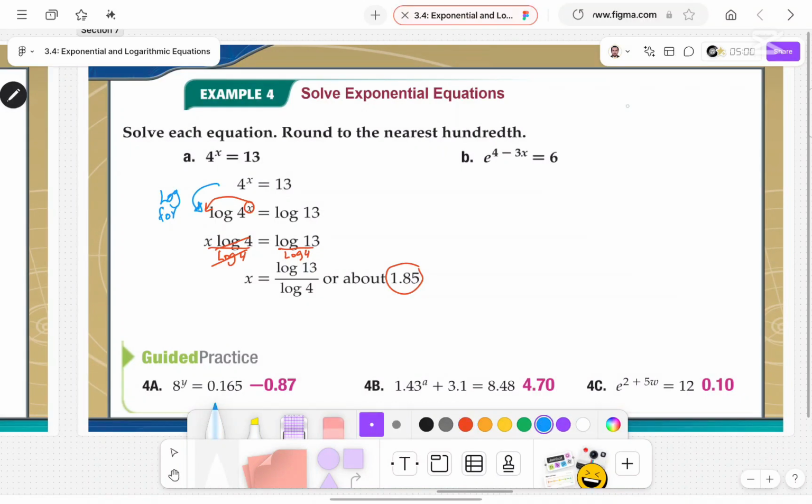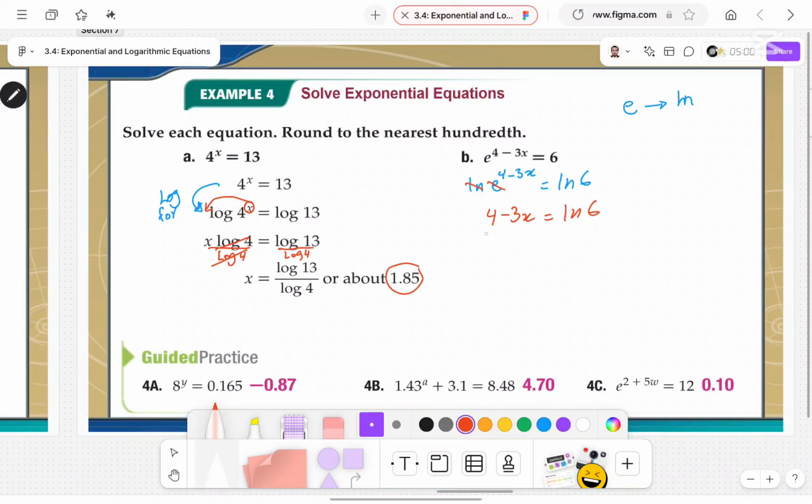Now let's solve question B. Always when you see e, the exponential, think about what? Take ln of both sides. Okay, so now as I can see here, we have e here and we have 6 here. So let's take ln of both sides. ln of e to the power 4 minus 3x equals ln 6. Now when I have e with ln, they cancel each other, so it becomes 4 minus 3x equals ln 6.